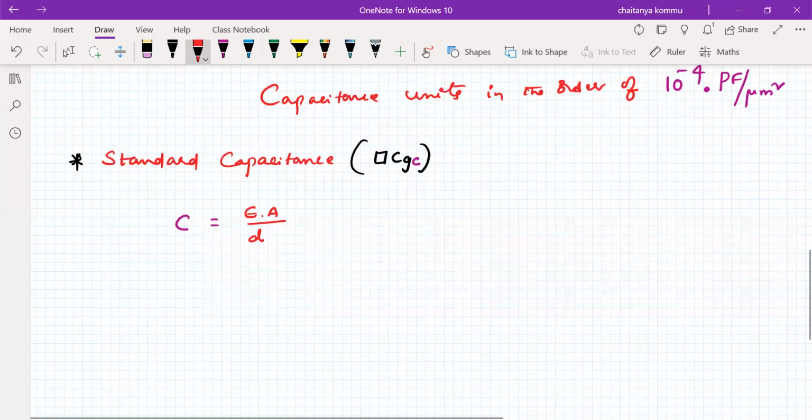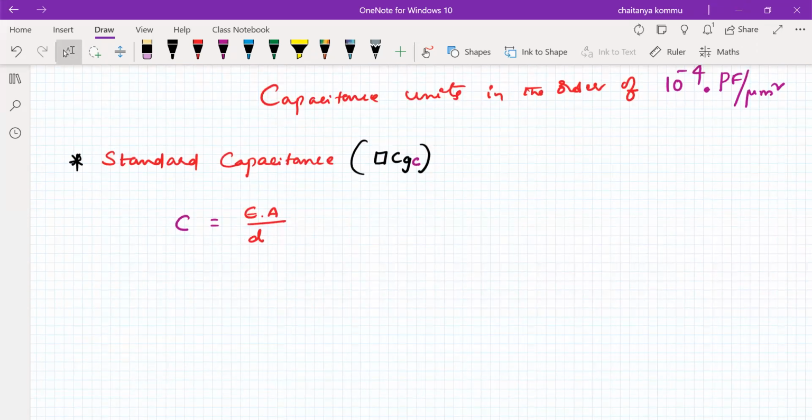Now, when this capacitance is called square capacitance, you take the area of this one as unit area. We have to consider unit area. Here A is equal to unit area. I'm extremely sorry, it's not unit area, it is a square area. A is square area. Square area means that length is equal to width. That's the meaning.